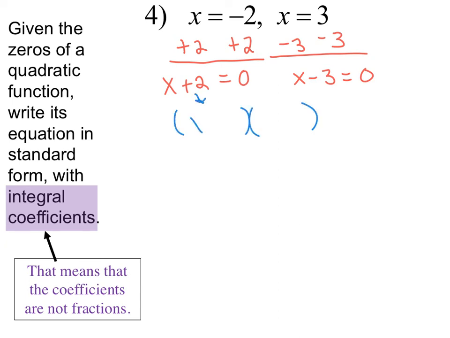Here we're going to put x plus 2, and here we're going to put x minus 3, zero product property. One of these is 0, which would make the whole thing 0. Well, where do we go from here? Well, let's FOIL this out, multiply it out, use the distributive property, box method, whatever you would like to call it. It's time to do that.